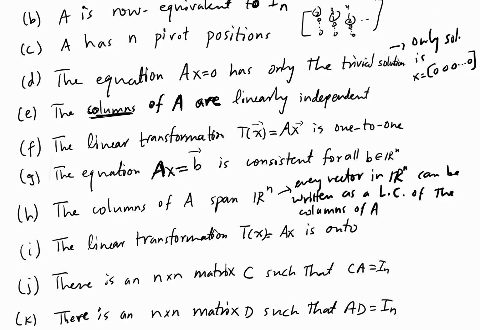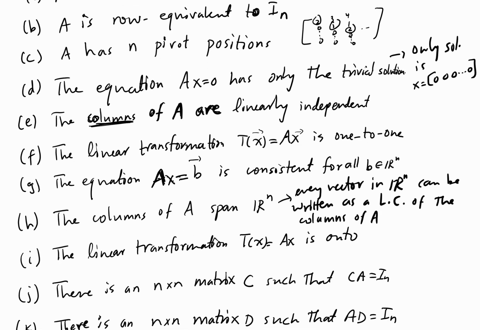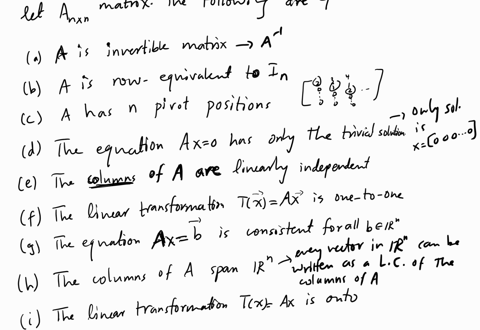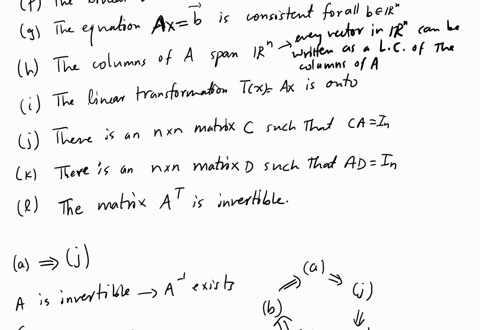The first thing we're going to prove, if A is correct, means if A is invertible, we're going to prove the first one, that J is true, that there exists an n by n matrix C such that CA equals In. Okay, so the first thing that comes to mind, invertible means A inverse exists, right? A inverse exists means A inverse is the identity if you multiply them. So let's prove A implies J.